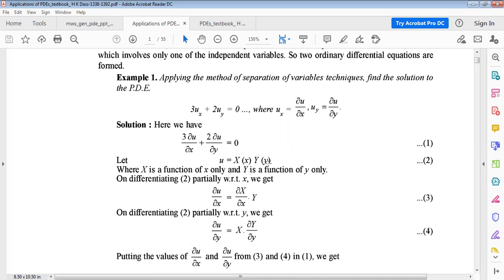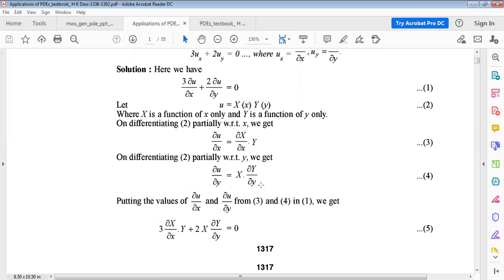So on differentiating equation 2 partially with respect to x, taking the partial derivative of u with respect to x, ∂u/∂x will be ∂X/∂x times Y, only Y, since Y is a function of y. Now again, differentiating 2 with respect to y, by a similar process, ∂u/∂y will be X times ∂Y/∂y.